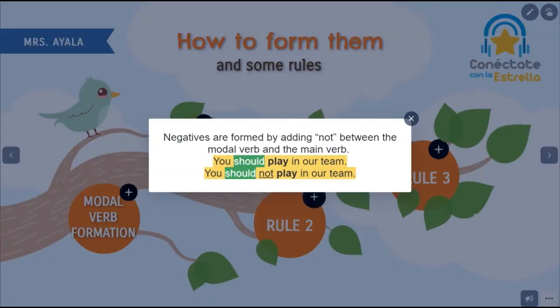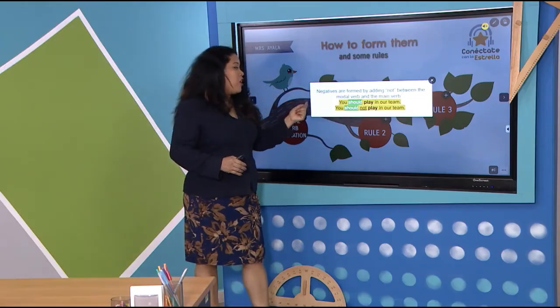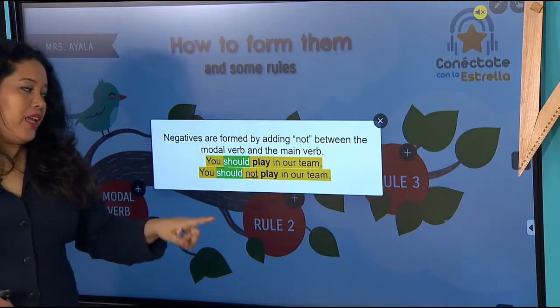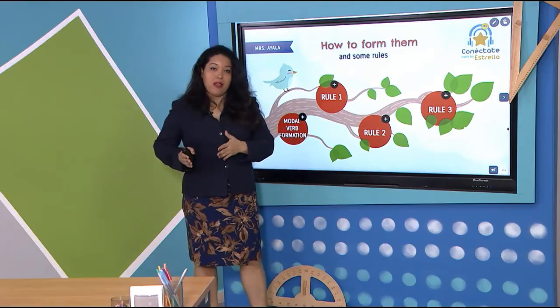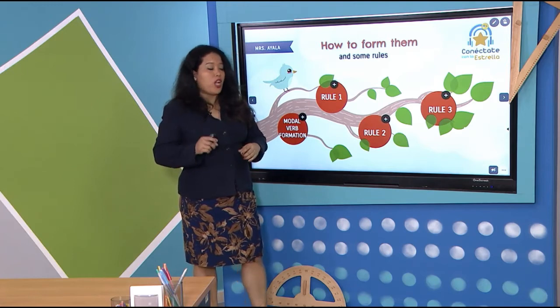Negatives are formed by adding not between the modal verb and the main verb. So we have, you should play in our team. And in negative, you should not play in our team. Remember, between the modal and the main verb, you add the word not.